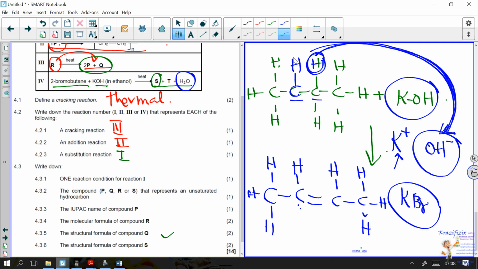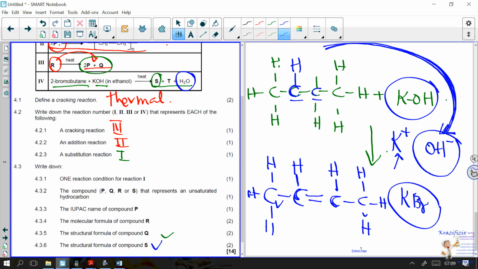If it is Markovnikov's, we add to the one that has more, and the opposite now is the Zaitsev. The one that has more would lose. So if I were to lose this one, it becomes empty. I hope that makes sense. So I have 1, 2, 3 there. On this carbon I have 1 hydrogen. On this carbon I have another hydrogen. So this is actually what we have at the beginning. But because the valency of carbon is 4, this now has to be completed to 4. And we have the structural formula.